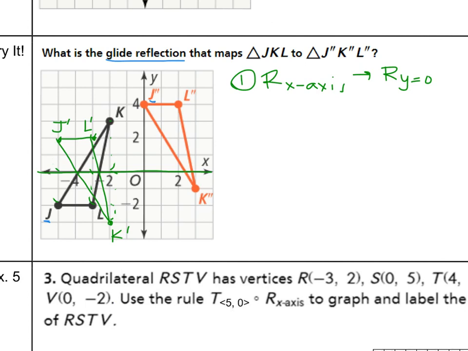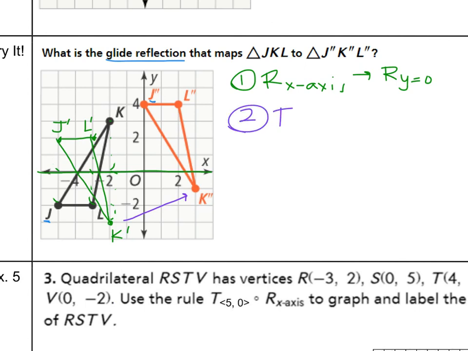From J, L, and then down to K, look at that reddish kind of orange triangle. JL goes down to K as well. We just have to figure out now what is the translation that gets us there. So now we've got to do that glide from one image to the other. How far are we translating to?